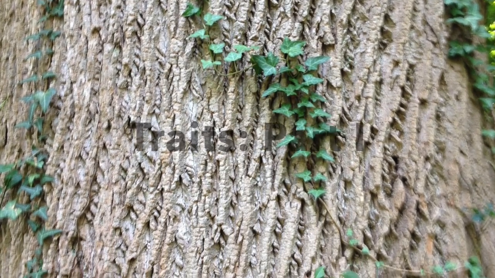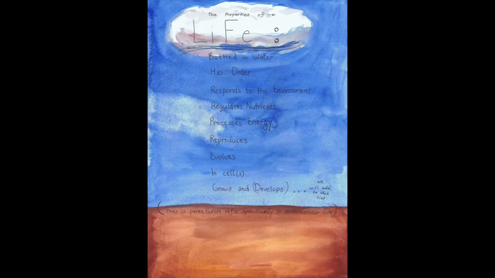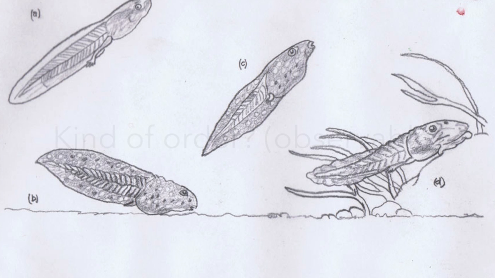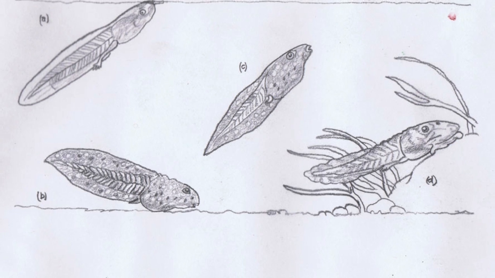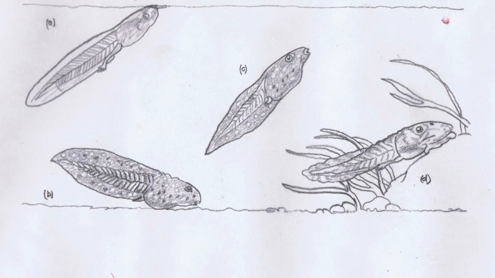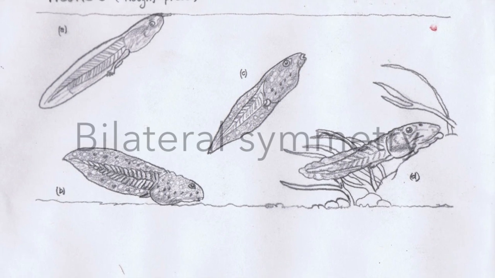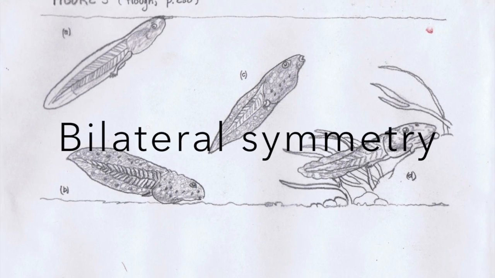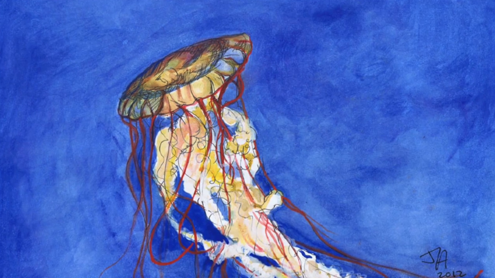Part 1. Traits. You should pay special attention to traits that affect the properties of life. Order. What kind of order does the organism have? Does it have a right, left, top, bottom, belly, and back? If so, it has bilateral symmetry. Does it have clear segments, or one long continuous body?